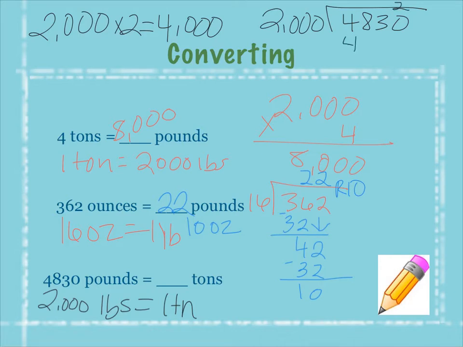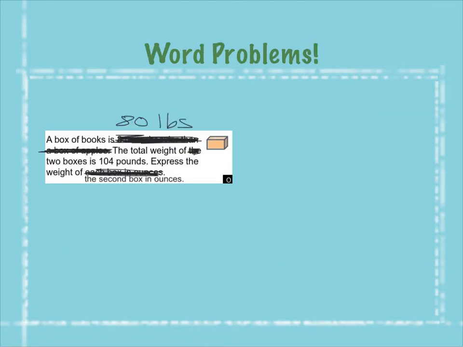If I subtract 4,000, I get 830 left over. Oops, 1 extra 0. And I know that 2,000 cannot go into 830, so that has to be our remainder. So that means that 4,830 pounds is 2 tons and 830 pounds. All right, so let's do a word problem.